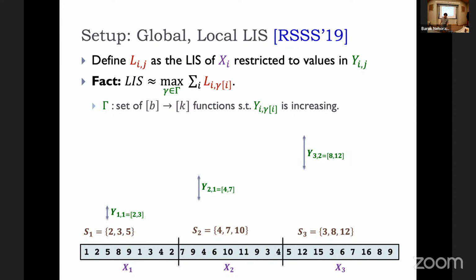Here is an example of a choice. This little gamma basically chooses a candidate interval from each block such that they are strictly on top of each other. So if we take an LIS with values restricted here, plus an LIS with values restricted here, plus an LIS restricted here, these are in some sense independent problems, and we can just sum up. We get some increasing sequence by taking the maximum increasing sequence restricted to each interval.